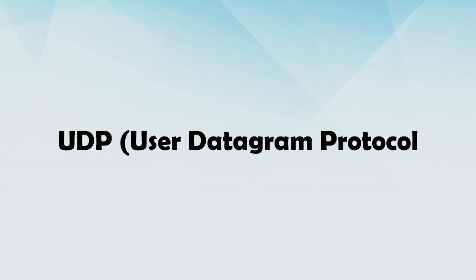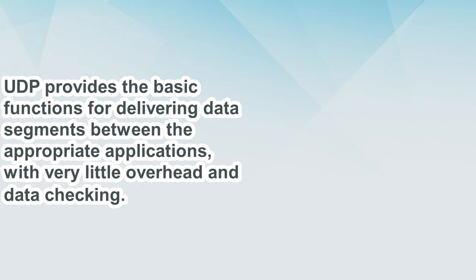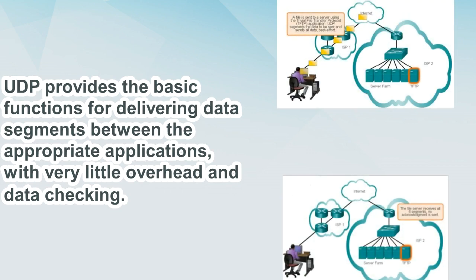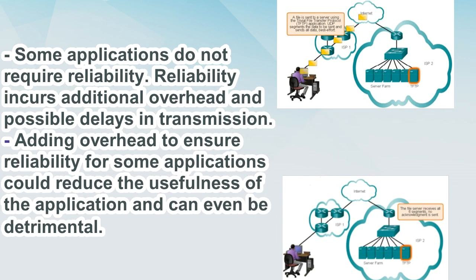User Datagram Protocol. UDP provides the basic function for delivering data segments between the appropriate applications, with very little overhead and data checking. Some applications do not require reliability. Reliability incurs additional overhead and possible delays in transmission. Adding overhead to ensure reliability for some applications could reduce the usefulness of the application and can even be detrimental. Transport Layer Protocol.